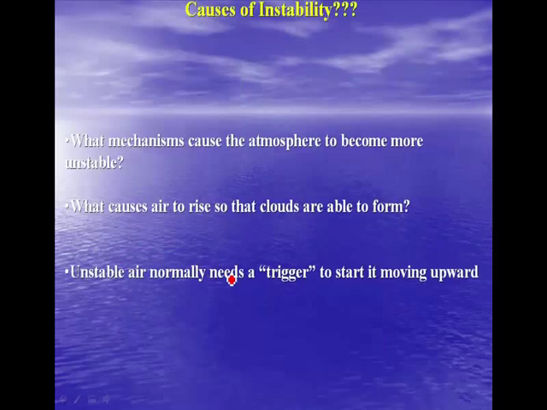Well, we've learned about the different cases of instability. Absolutely stable, absolutely unstable, conditionally unstable. But what causes instability? What mechanisms cause the atmosphere to become more unstable? What causes air to rise so that eventually clouds can form? Well, basically unstable air normally needs a trigger. In other words, it needs something to start the air moving upward.